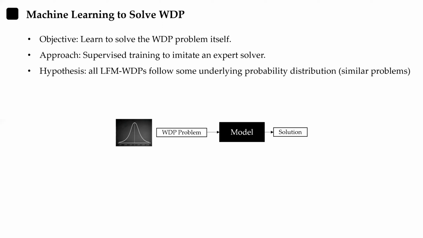This is with a strong hypothesis that our local flexibility market winner determination problem instances, because they belong to the same application domain, are sampled from an unknown probability distribution. And hence, we can use machine learning to learn a mapping between the problem instances and the solution. And hopefully that can generalize to instances that the model did not use during the training.